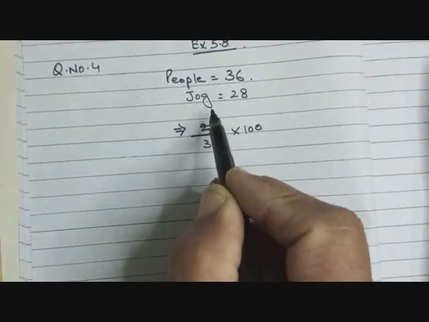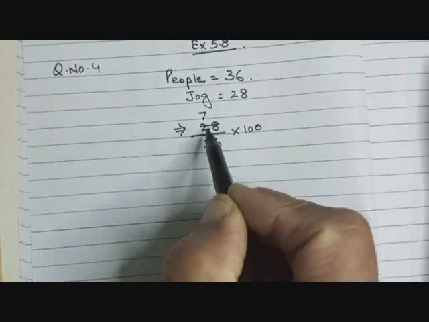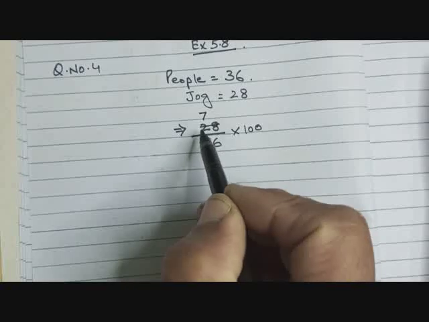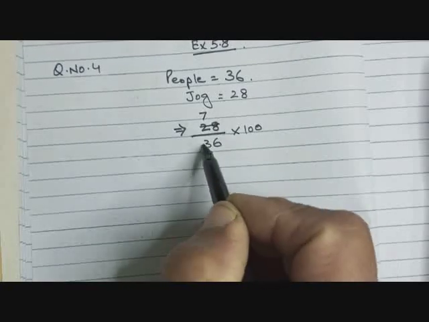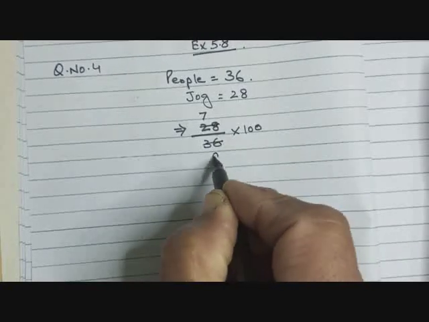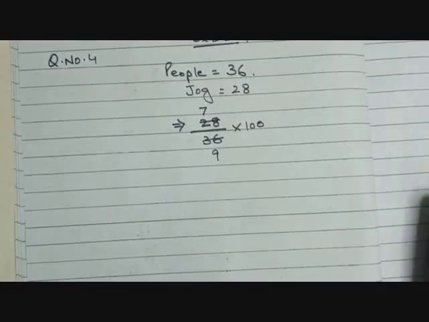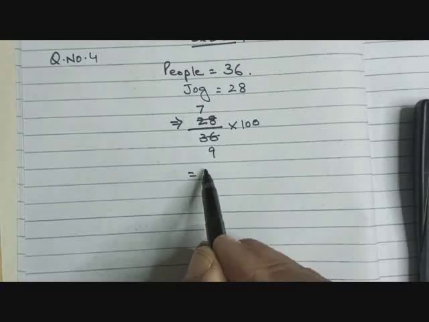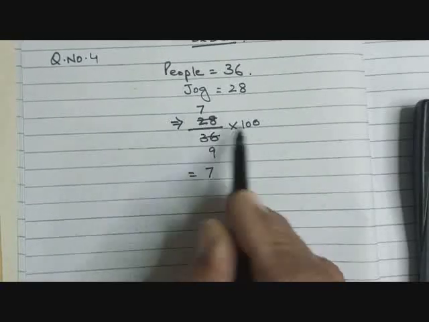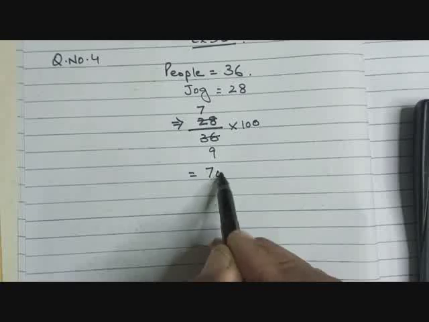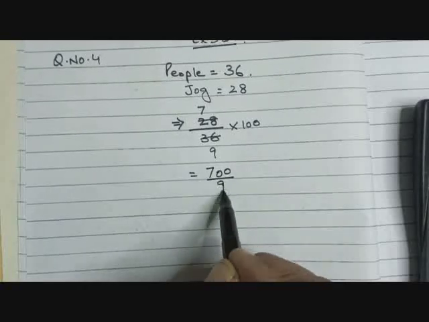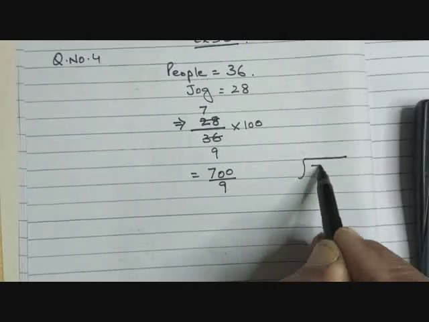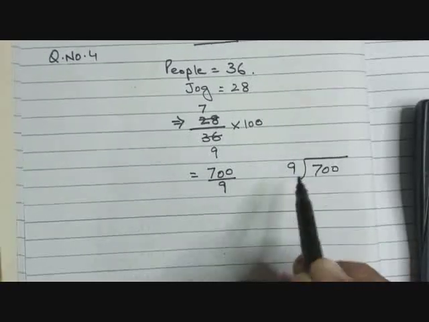So what we do here is, 4 7 times is 28, and 4 9 times is 36. What are we left with now? We are left with 7 multiplied by 100, which becomes 700 divided by 9. So we just divide 700 by 9.